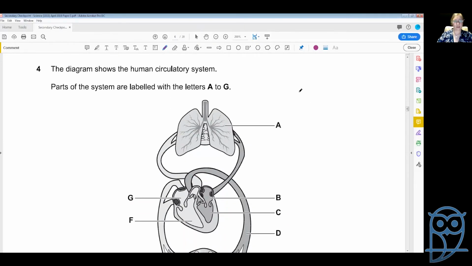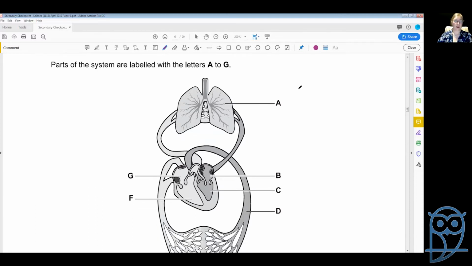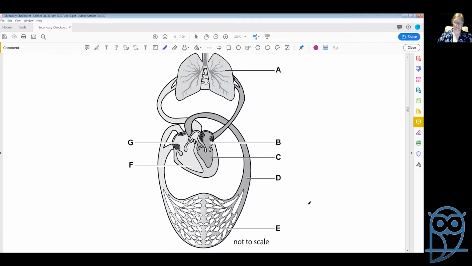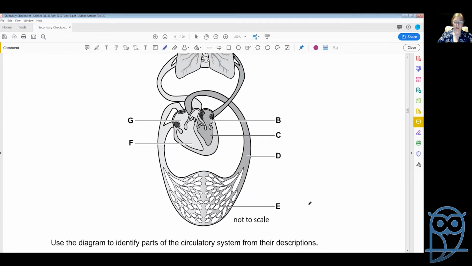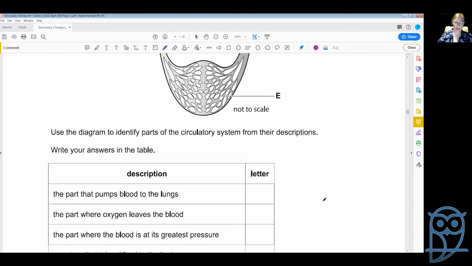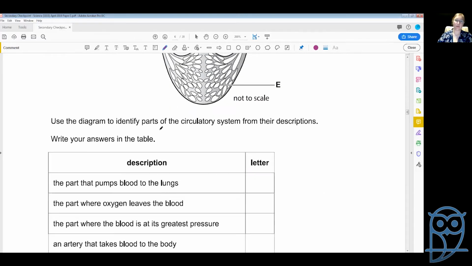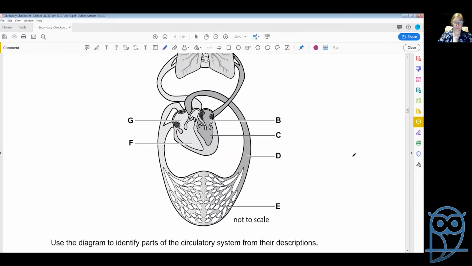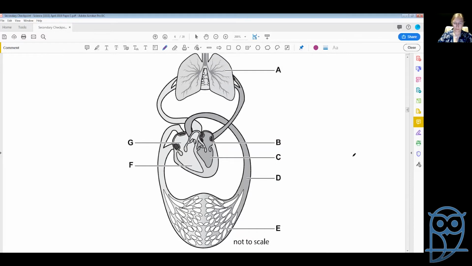So question 4 says the diagram shows the human circulatory system. And then we have parts of the system that are labeled with the letters A through to G. And then it says use the diagram to identify the parts of the circulatory system from their descriptions. So let's just trace what happens.